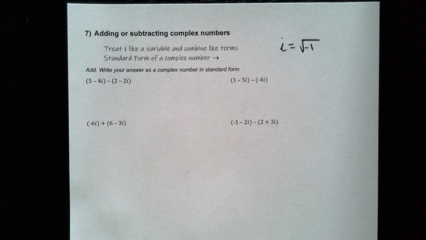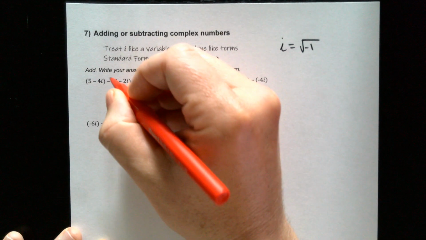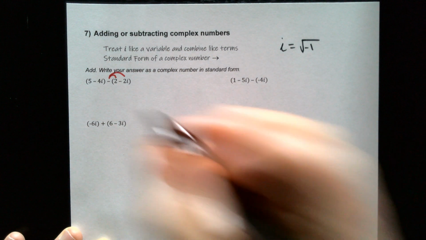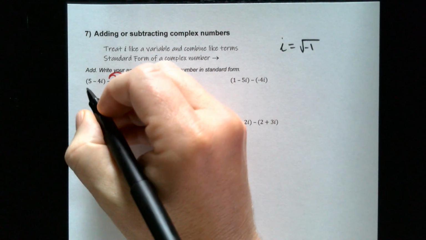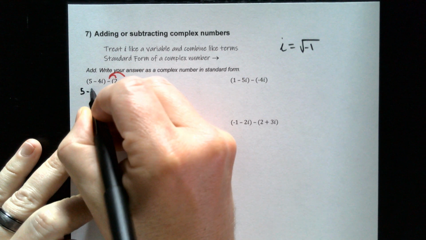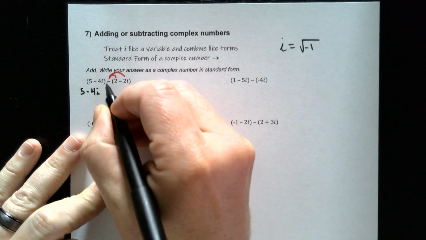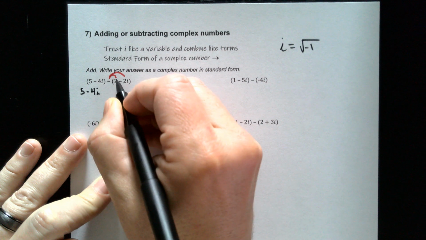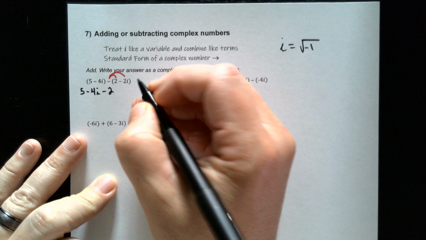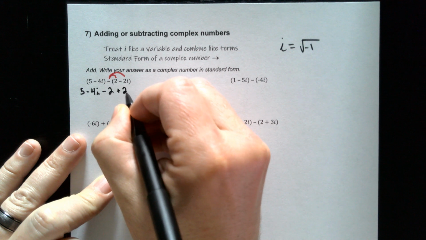Okay, so the first thing you want to do when you're subtracting like this is distribute that negative to the second parentheses and then drop the parentheses. So you've got 5 minus 4i, and then distribute that so it becomes negative times 2 is a -2, and this negative goes to this, which is already negative, so positive 2i.